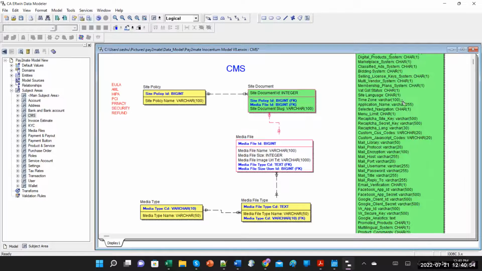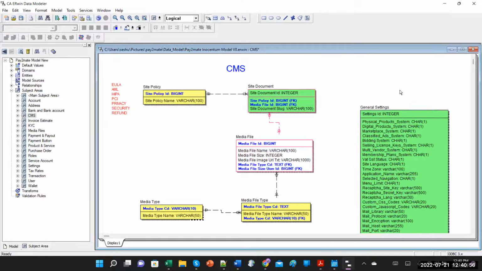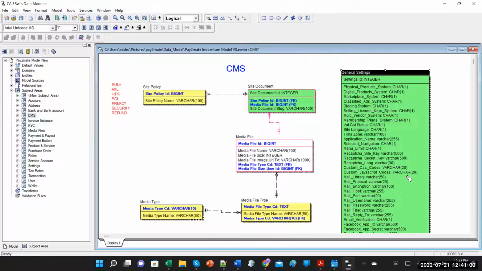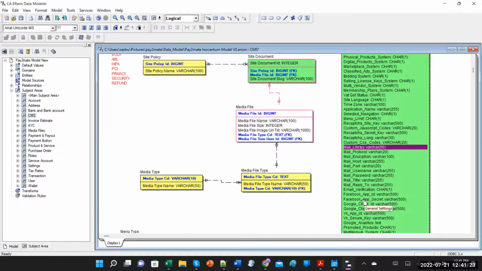So this is the site settings, all the site optional settings, general settings. I have not really given much thought to it, but we'll do this as we keep going. Like whether we want a classified system, what the time zone is, what the site language is, what the application name is, etc. Menu limit and reCAPTCHA, site reCAPTCHA keys and all that. So that is the site level information.